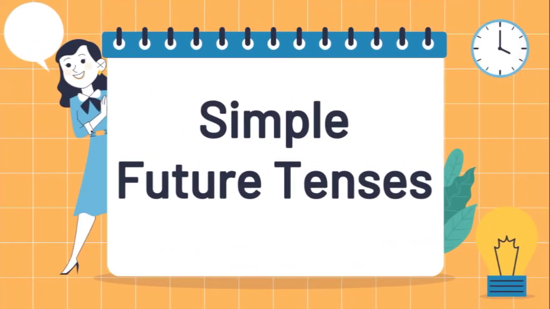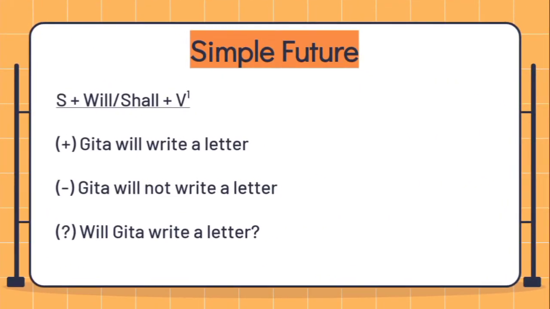Simple future tense. Simple future. Gita will write a letter. Gita will not write a letter. Will Gita write a letter?